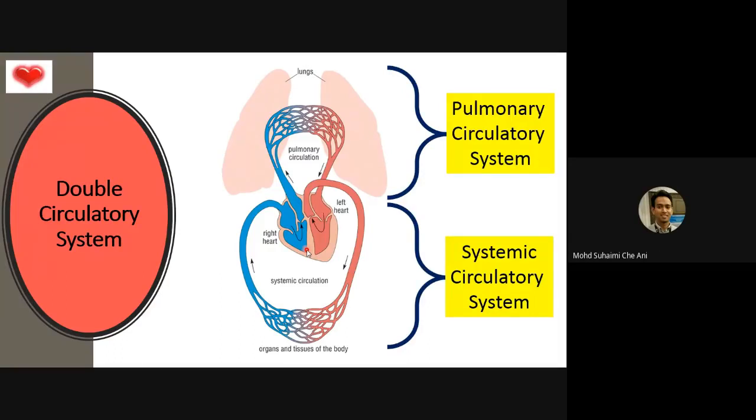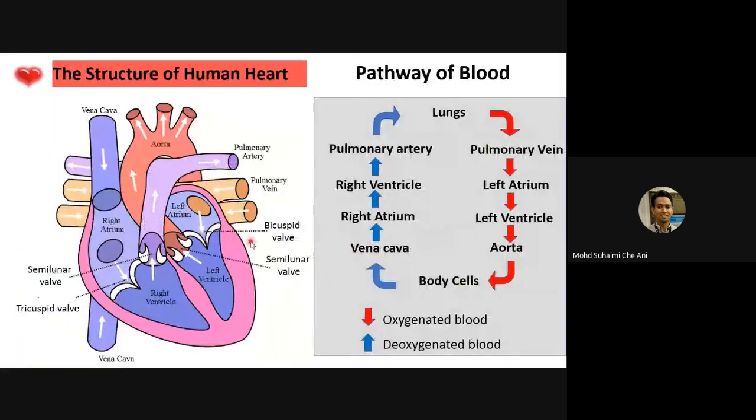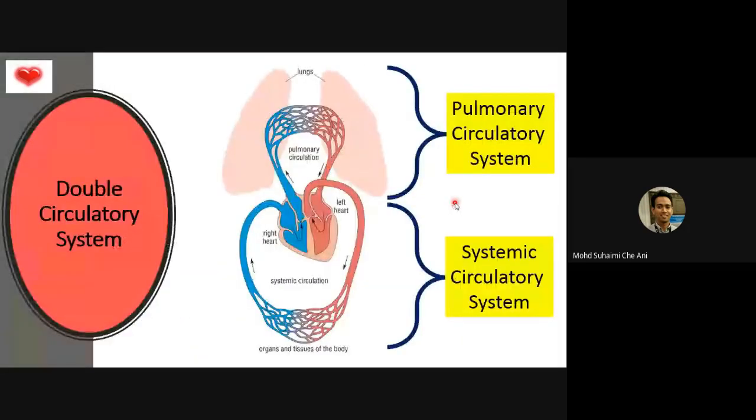Okay, you need to see this. The red one is the oxygenated blood. The left part will bring the oxygenated blood, and then the right one will bring the deoxygenated blood. So the left part of the heart will carry oxygenated blood, while the right part of the heart will carry deoxygenated blood. So here they call it double because the blood enters the heart twice. One is oxygenated blood from the lung, another is deoxygenated blood from the body cells.